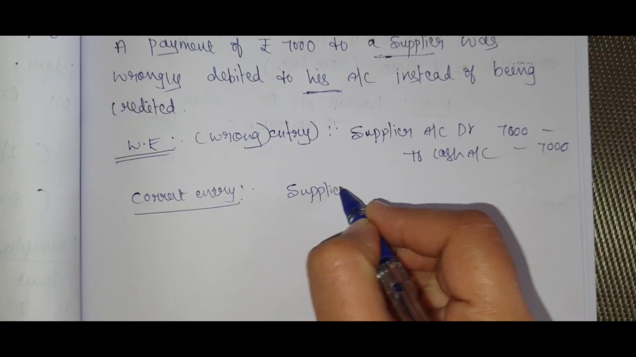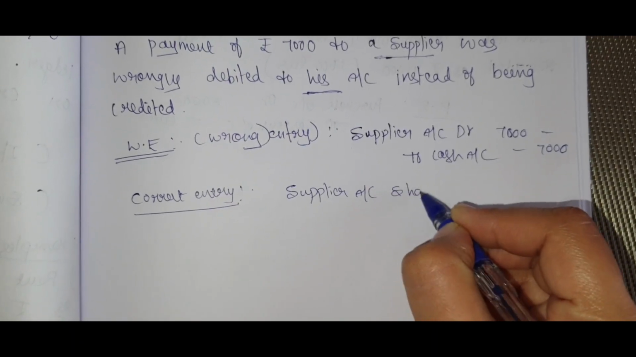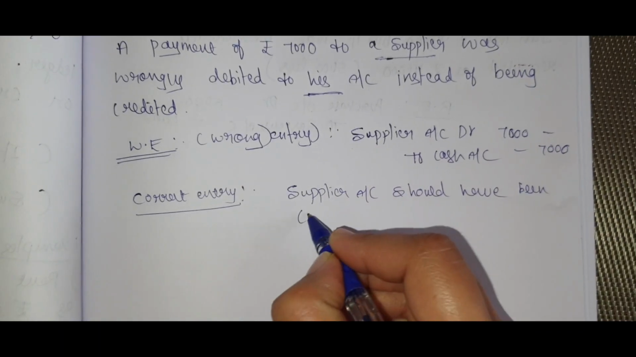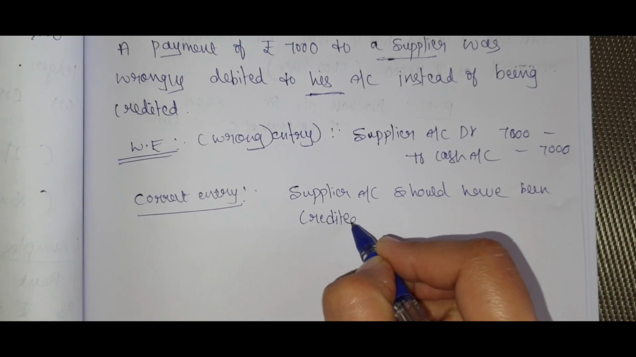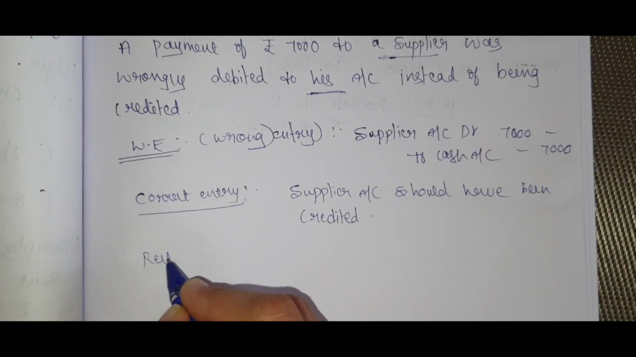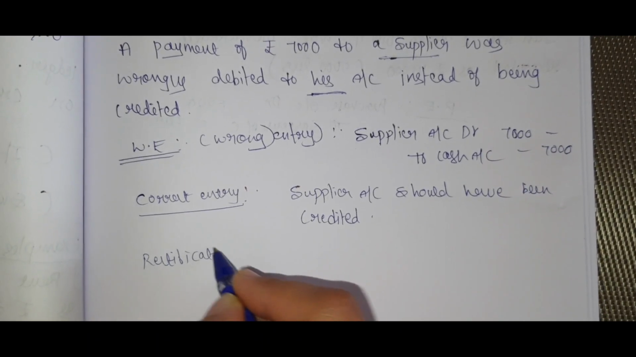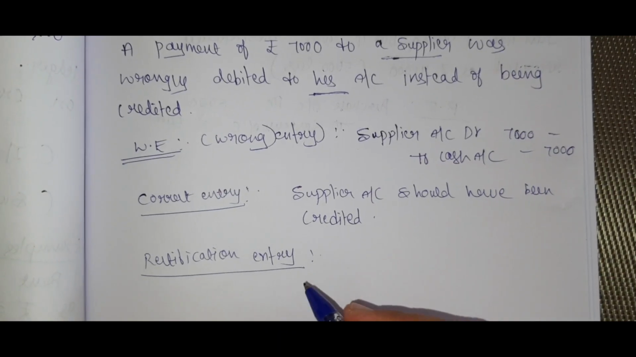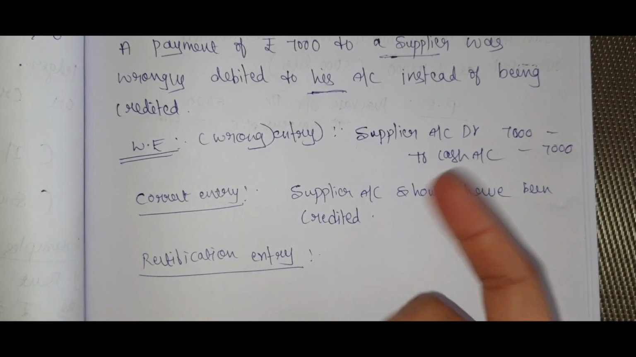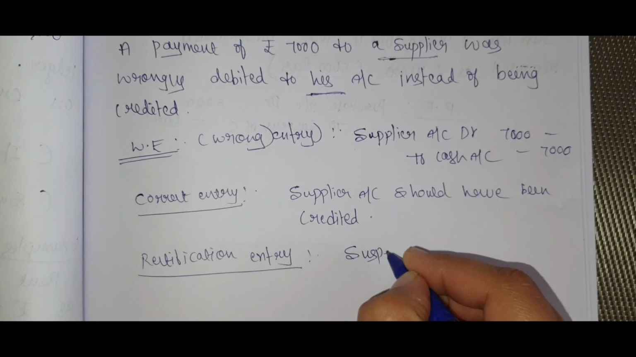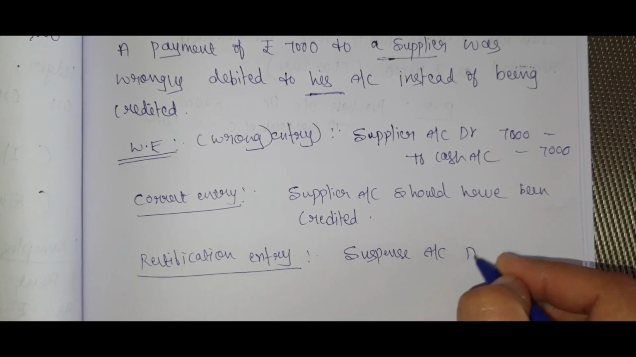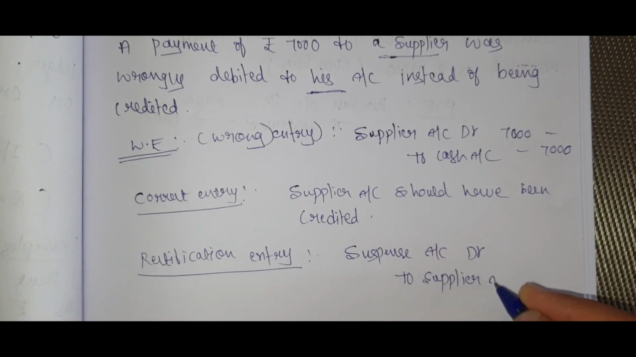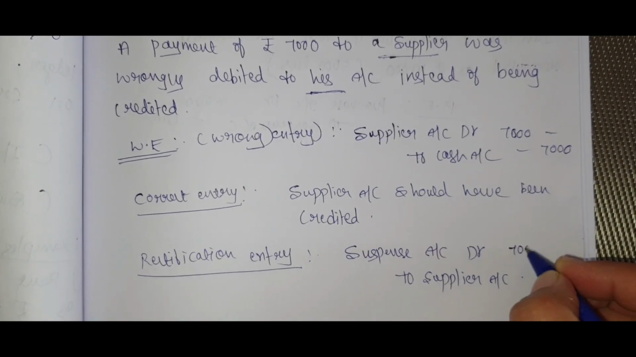Supplier account should have been credited. So our rectification entry, this is very simple. Here what do we have to do? Supplier account is credited, which means we need to debit the suspense account. So, suspense account debtor to supplier account, rupees 7,000.